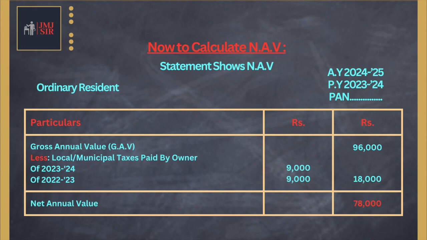Now, this is the statement where the gross annual value as calculated is 96,000, less local or municipal taxes paid by the owner: of the year 23-24, 9,000, and of the year 22-23, 9,000. Therefore, the total amount is rupees 18,000. Deducting these 18,000 from the gross annual value 96,000, the resultant figure so arrived is 78,000. This is the net annual value of the house property.